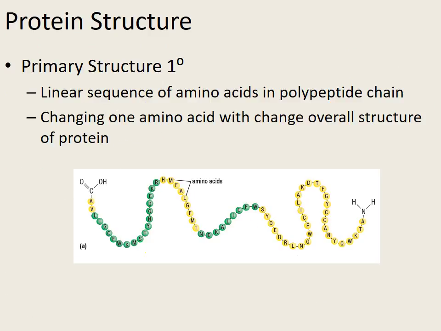Now let's take a look at the different protein structures. There are 4 of them: primary, secondary, tertiary, and quaternary. We'll go through each of them. Primary is essentially just a linear sequence of amino acids. That's it. So amino acids attached together, forming a long chain.